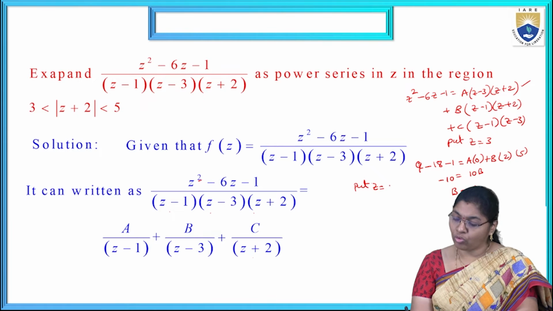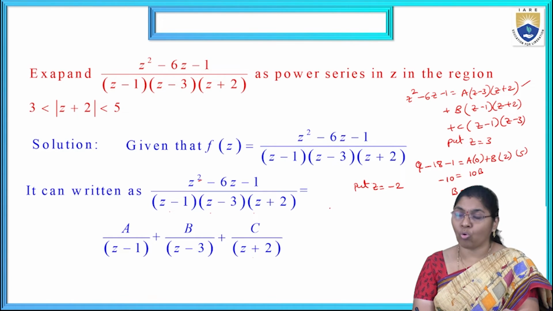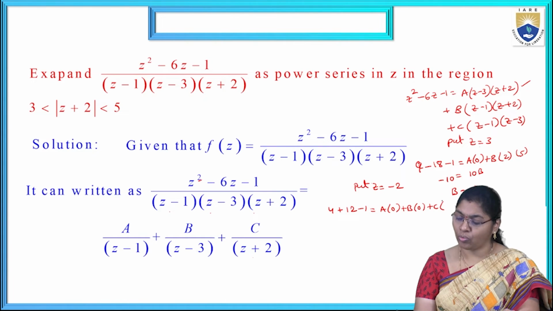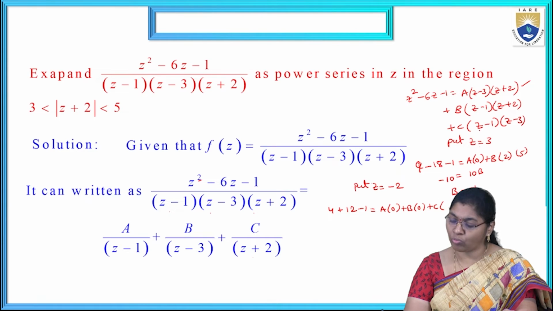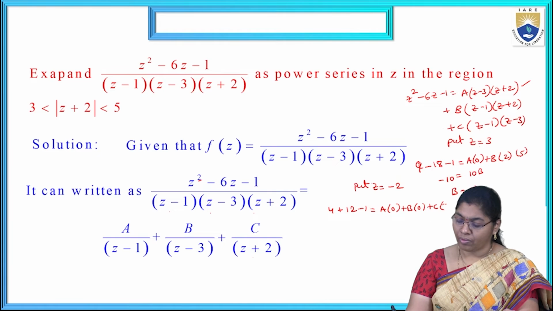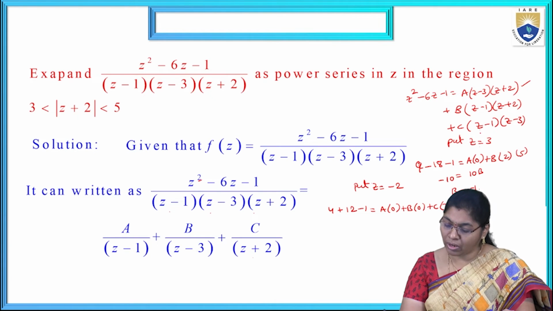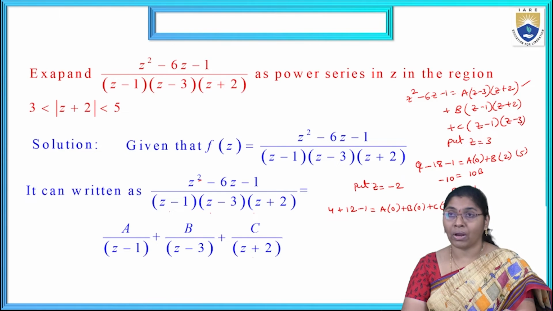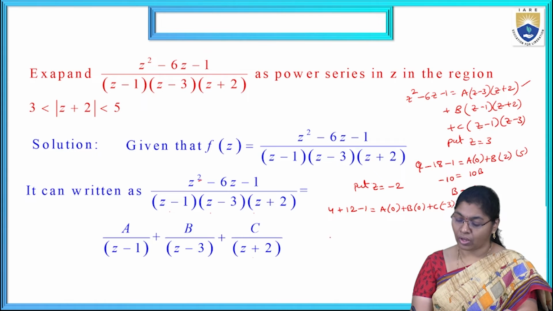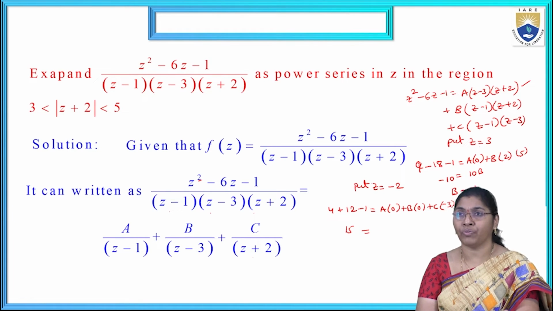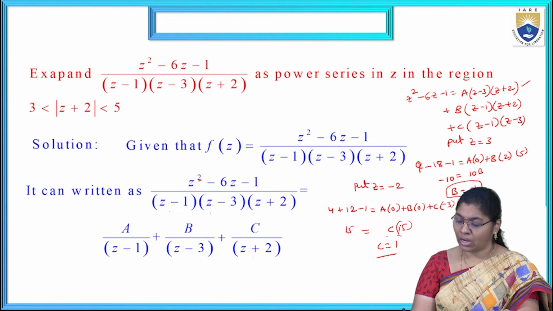Next, put z equal to minus 2. That is minus 2 whole square, 4, plus 12 minus 1, is equal to a into 0 plus b into 0 plus c into (minus 2 minus 1)(minus 2 minus 3), that is minus 3 into minus 5, which is 15. Here 4 plus 12 minus 1 is 15, so c into 15 equals 15, then c equal to 1. So b equal to minus 1 and c equal to 1 we get.